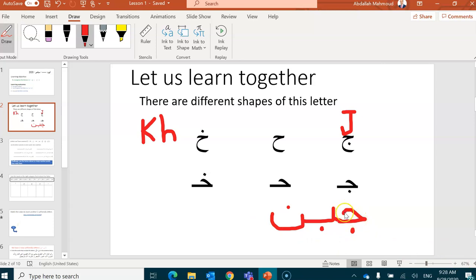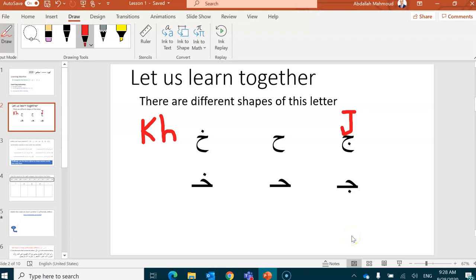So ja at the start will look like this. It will not have the tail, because you are about to join. So you have to lose the tail. So ja, you join with ba and na, jubn. So this is if it came at the start. Okay. What if it came in the middle, but after a friendly letter?